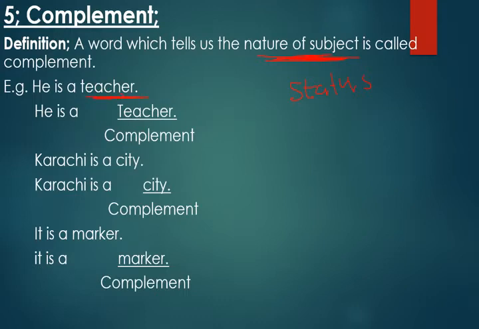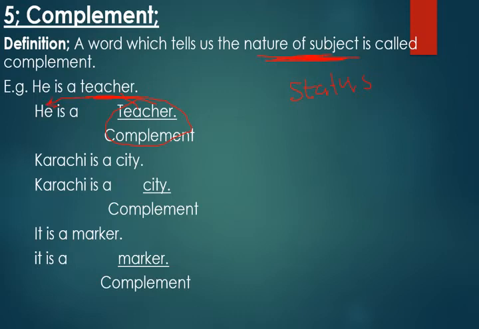which is telling the status of your subject, which tells us the nature of subject, means which tells us the status of subject. I say he is what? A teacher. Now see, I say he is a student, he is a doctor, he is an engineer, he is a professor, he is a lecturer, he is a boy, she is a girl, whatever I say. Here the last word, used in non-action tenses where your subject is title subject, is going to be called complement. So teacher is your complement, which is telling you the status of subject he.